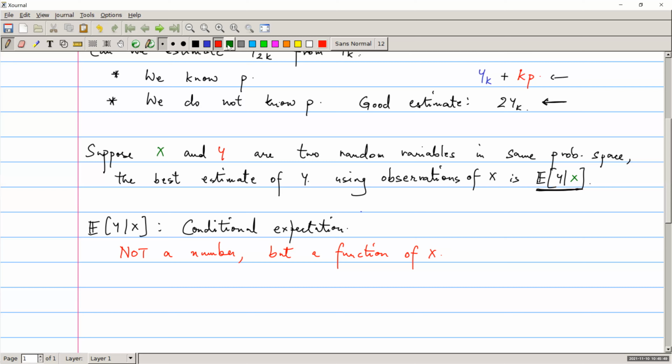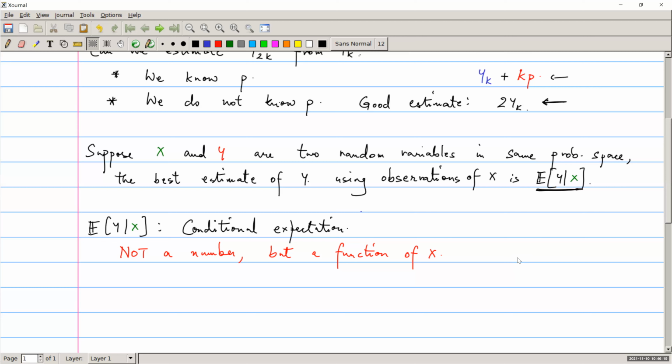That's why I'm highlighting this in green. This particular quantity, expectation of Y given X, is not a number. There's a reason I'm repeating it so many times. It is actually a function of the random variable X.